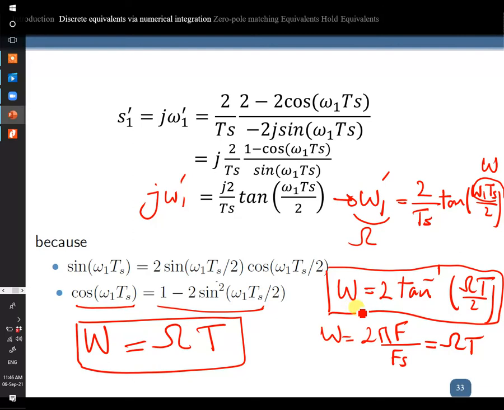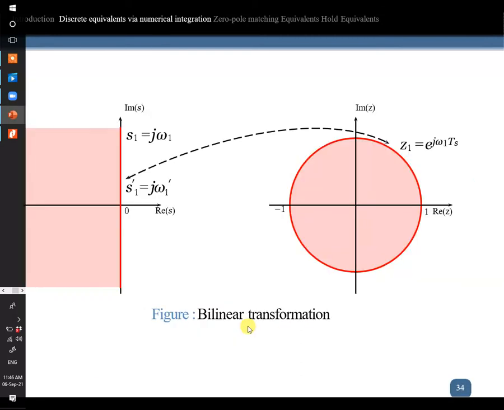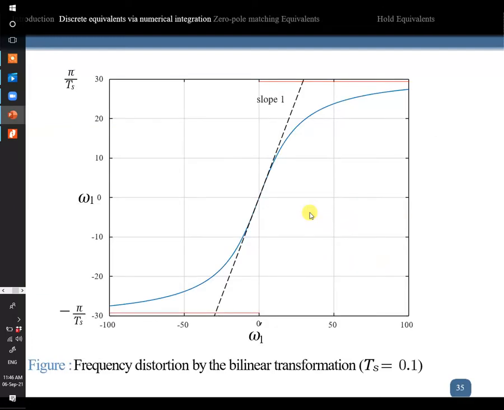And I can write the names: this one is omega 1, and this one is omega. If you draw the system, we get omega 1 versus omega prime 1. This is continuous time, this is discrete time. You can find the inverse tangent in this figure.